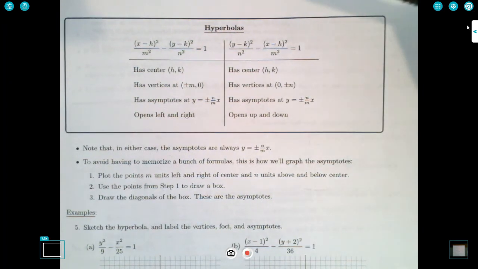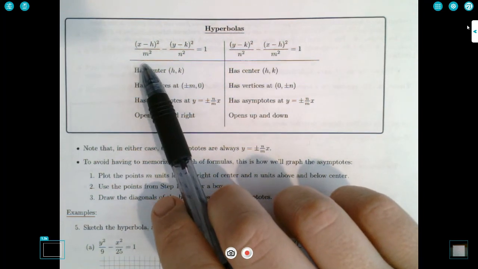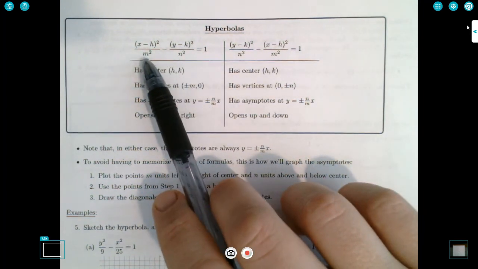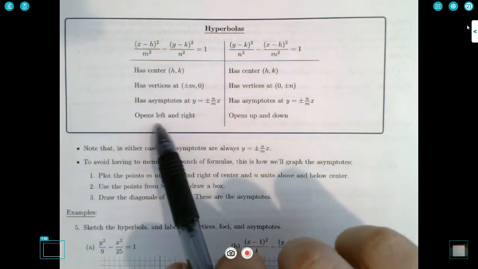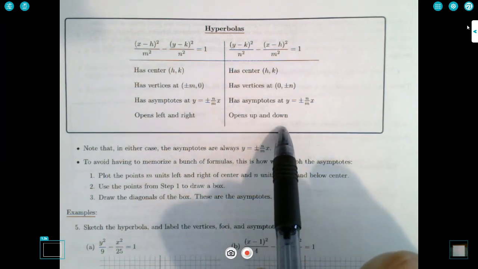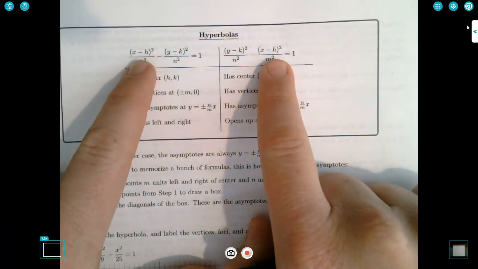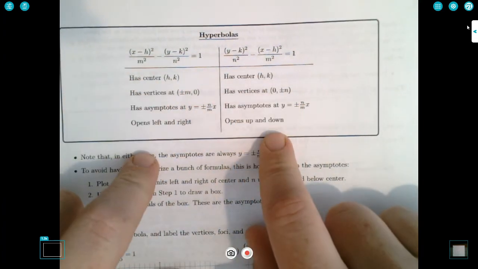So, hyperbolas are going to have one of these two forms. Either the x group will come first or the y group will come first. If the x group comes first, then this thing opens left and right. If the y group comes first, then this thing opens up and down. In either case, though, the center is (h, k), where h is the thing with x and k is the thing with y.